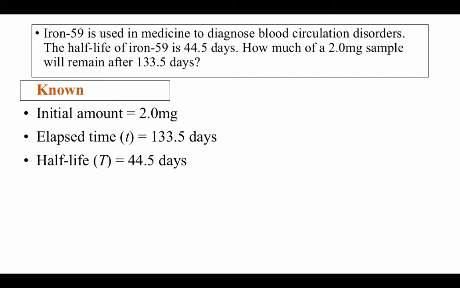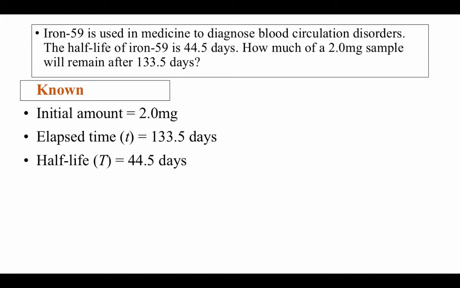Iron 59 is a commonly used isotope in medicine. So what they use iron 59 for is to diagnose blood circulation disorders. So they will inject a patient with iron 59 and they will watch what happens to the radioactive sample in their blood over time. The half-life of iron 59 is pretty short, 44.5 days. So that means that every 44.5 days, half of that iron 59 sample turns into its daughter isotope.